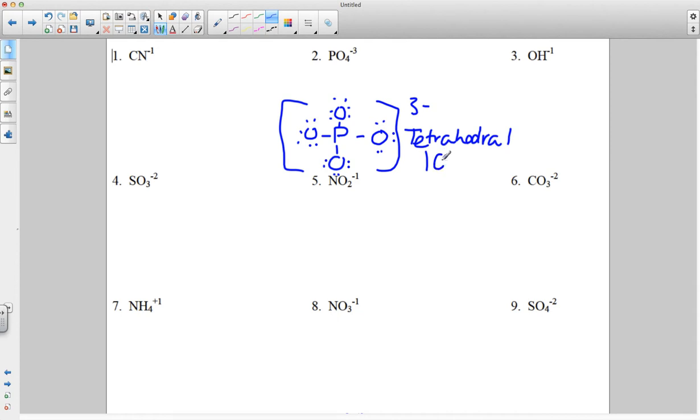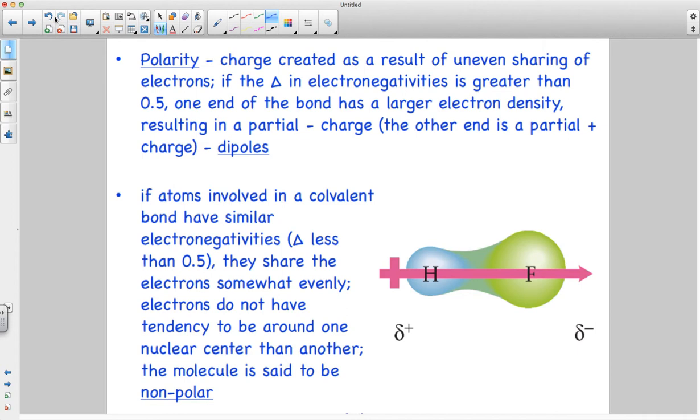Four true bonds at 109.5. No degrees of repulsion because I don't have any lone pairs. Notice how there is a true bond here, true bond here, true bond here, true bond here. There's nothing that just has a little lone pair. So that would be the right structure there. So go ahead and keep doing these. They're good practice.